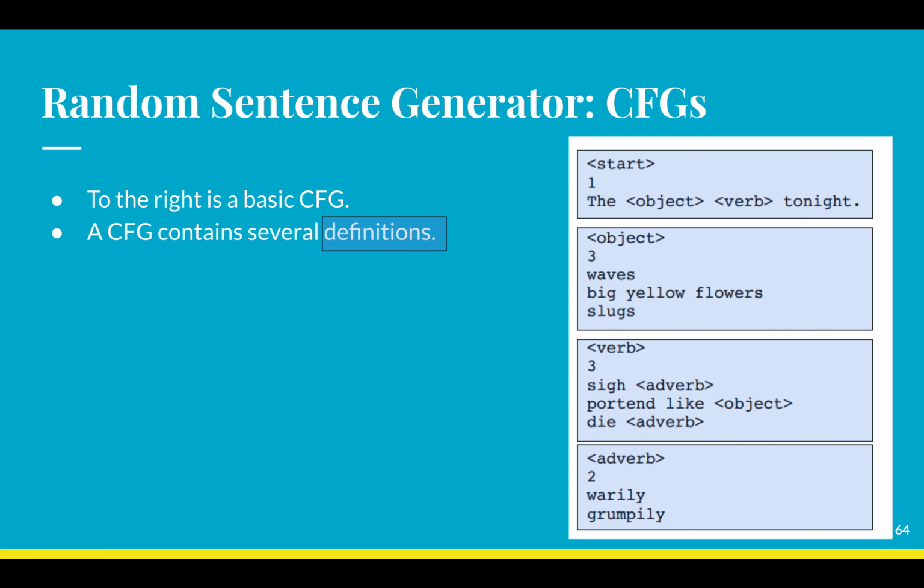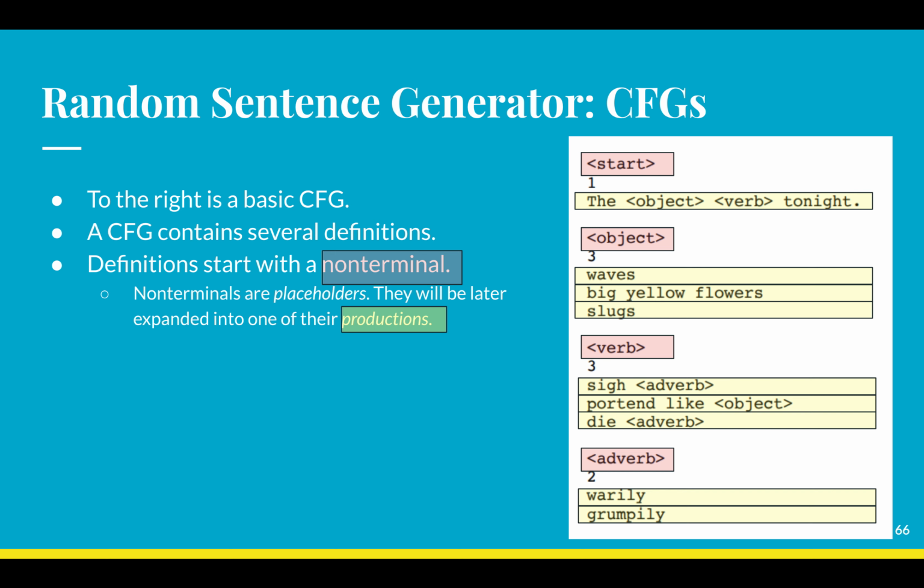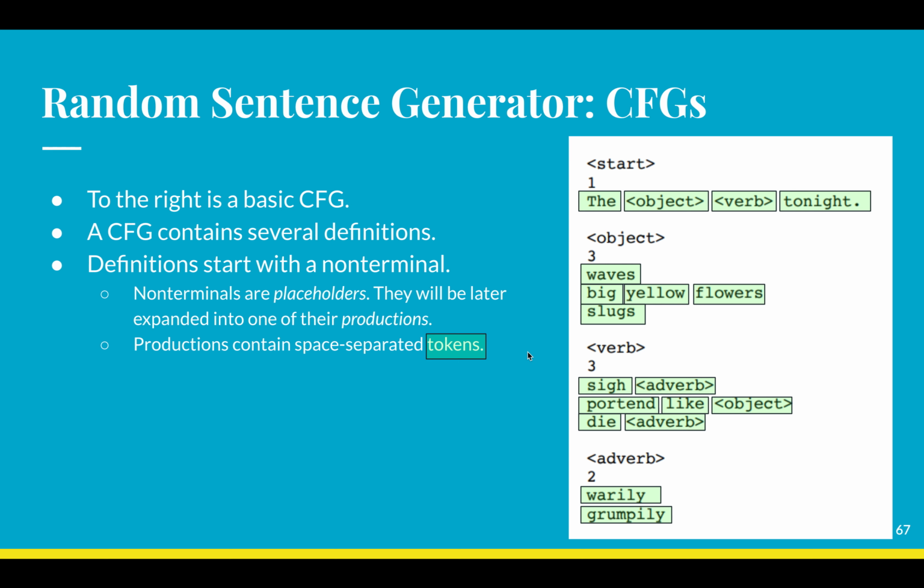There are several definitions in the CFG. Definitions start with a non-terminal, in other words, a symbol that can and should be expanded. Non-terminals are placeholder items for what will be later expanded into their productions. Each of these rules is also known as a production or an expansion. Each expansion or production contains space-separated tokens, or you can think of these as words, but in reality they're tokens. The tokens themselves may be terminal, in other words, you don't need to expand them anymore, or non-terminal, in which case you do need to expand them.